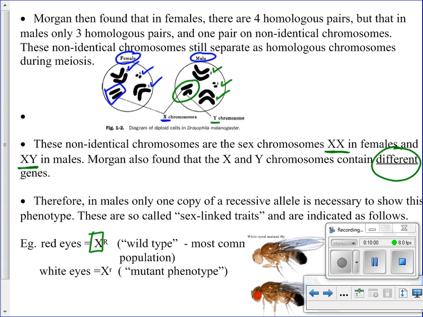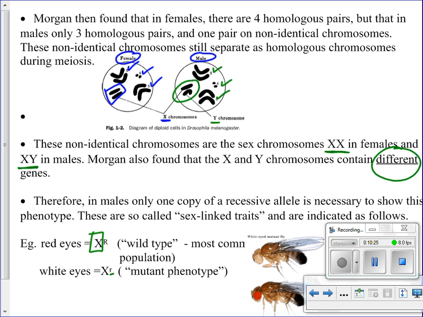So in this example here, we're taking a look at the eye color in Drosophila. The normal wild type eye color is the red eyes, and it in fact is dominant. So I'm using the symbol a big X and a superscript capital R. The white eyes is recessive, and so I'm using the same capital X, and this time I'm putting a lowercase r on that X chromosome.